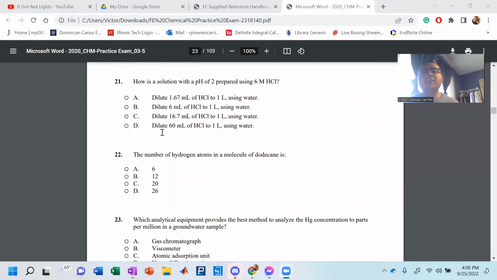How is the solution of pH 2 prepped using 6 molar hydrochloric acid? Now, this is another one you need to know a little bit of chemistry for, but it's not too hard. If you remember, pH is easily going to give you a molarity of something. So pH of 2, you can do 10 to the power of negative 2, and that's going to get you a molarity of 0.01 molar.